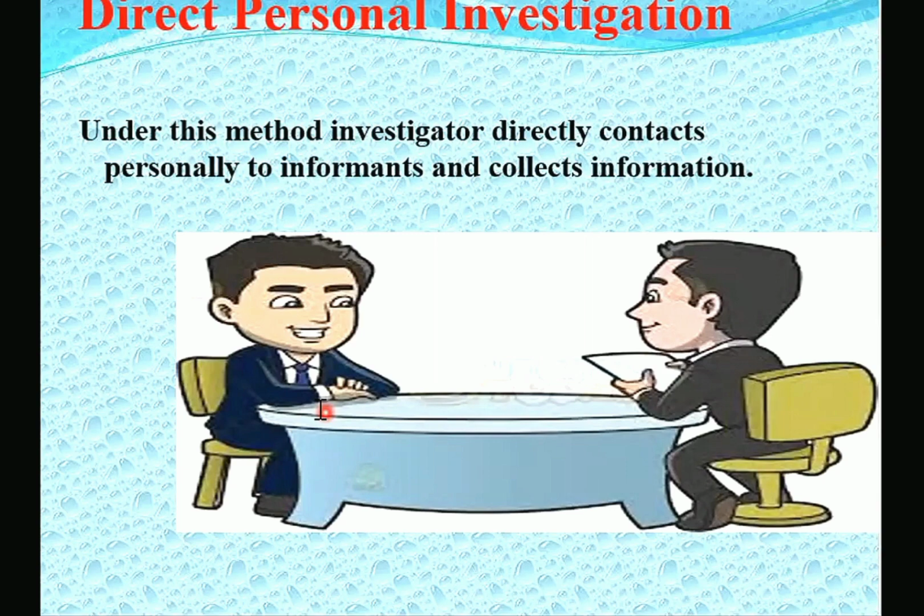Next, indirect oral investigation, just the opposite of this. Under this indirect oral investigation, the investigator approaches third parties who are in possession of information about the subject of inquiry. For example, if the investigator wants to collect information from A and this A is not available at the time of interview or survey period, then the investigator can take help of some other person who knows this person A and collect the information.